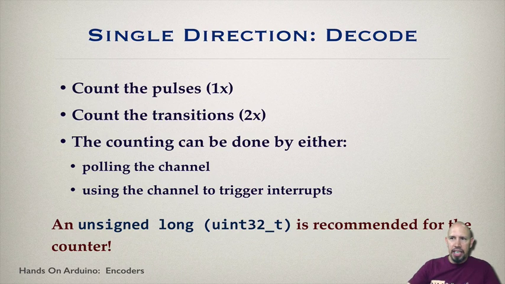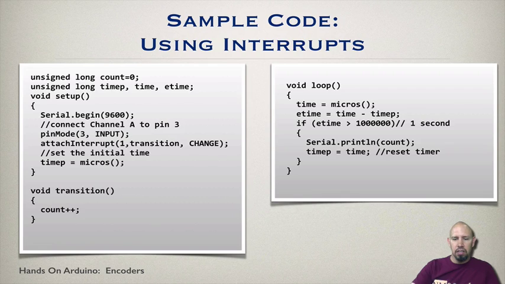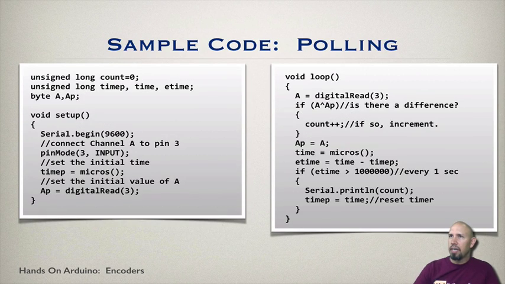So let's take a look at the code for each type of decoding, starting with this 1x. Here we go. So let's take a look at the code. I didn't put any comments in there. I'm going to comment them as I go along.